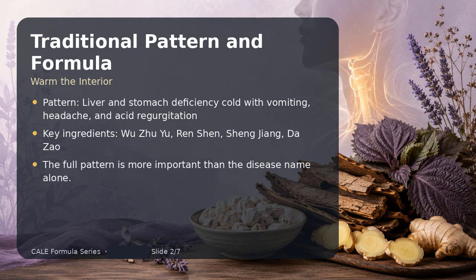Traditionally, Tang belongs to the category warm the interior. A representative pattern is liver and stomach deficiency, cold with vomiting, headache, and acid regurgitation. Important ingredients include Wu, Ren Shen, Shengjiang, Da Zhao. In practice, the formula should be chosen by matching the full pattern, not simply by matching a biomedical diagnosis.